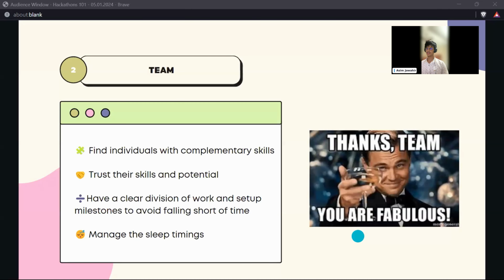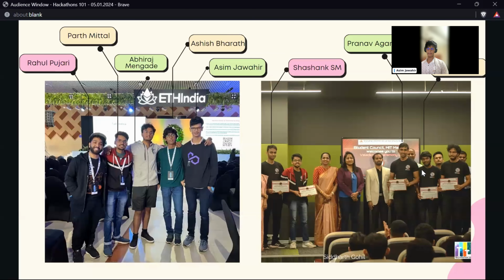Next slide, please. As you can see, here are the winners from two of the big hackathons. You can see Rahul Pujari, Parth, Mr. Parth, Abhiraj, Ashish, me, Shashank, Pranav, and Mehul. All of these are really smart people.